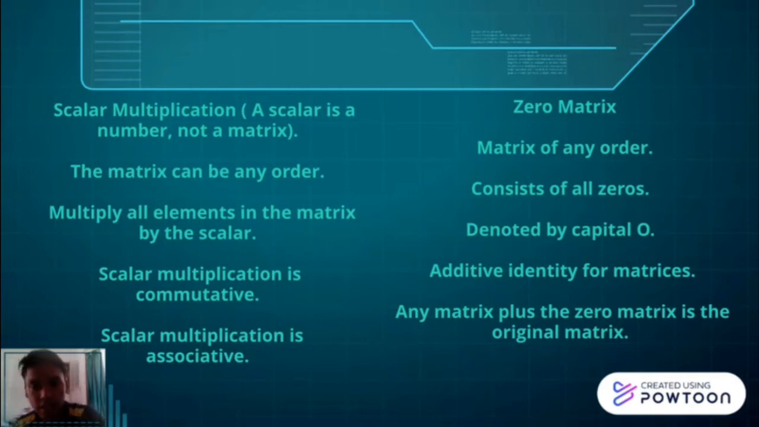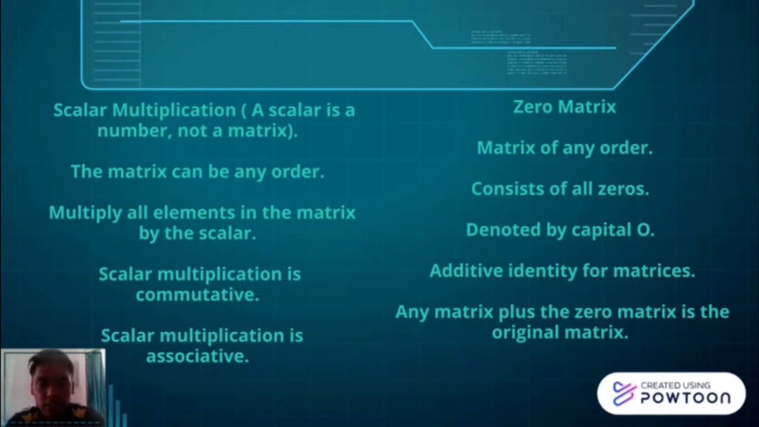Next, zero matrix. A matrix of any order consists of all zeros. In the zero matrix, all elements are zero, denoted by capital zero. So the zero matrix is defined as a capital zero.